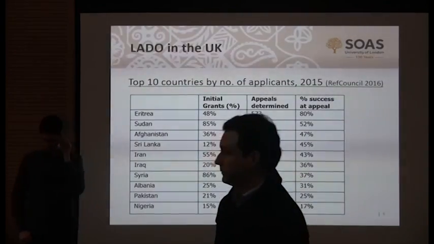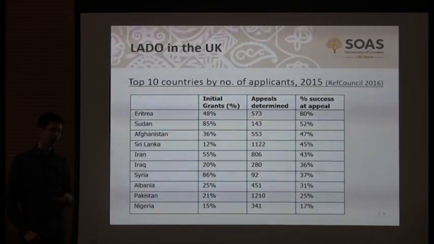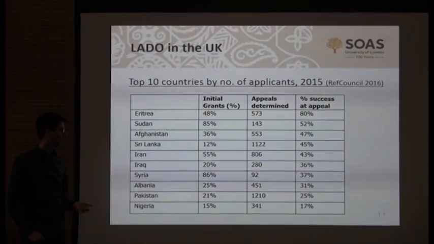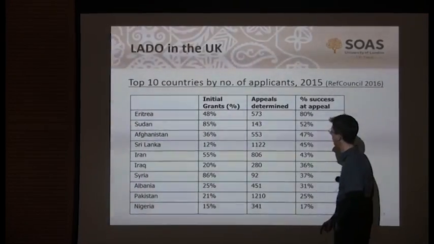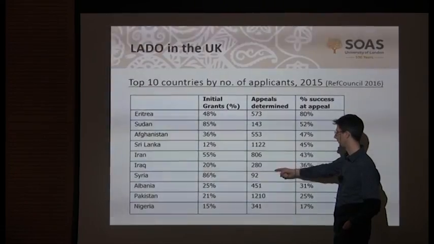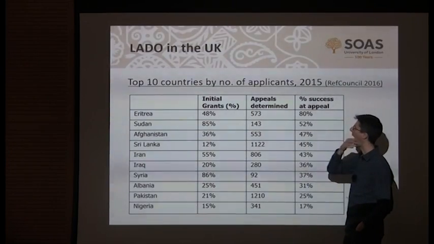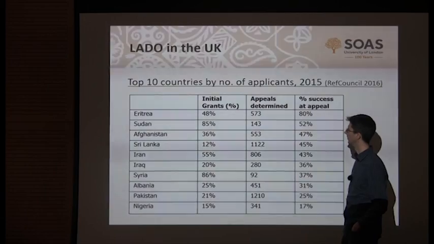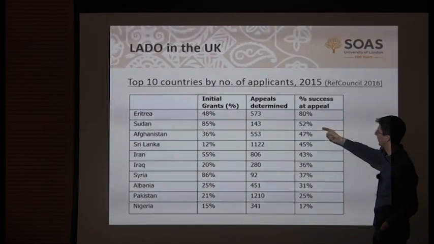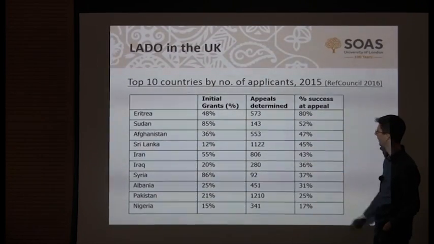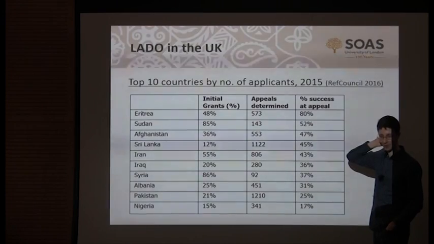Now, if you claim asylum in the UK and your initial claim is rejected, then in virtually all cases, you have the right to an appeal. And this is the number of appeals that happened. I got this from Amnesty. I don't really know why we've got percentages here and numbers here, but anyway. And this tells you what percentage of appeals were successful. The discrepancies here are very interesting, and I don't really know how to explain them.